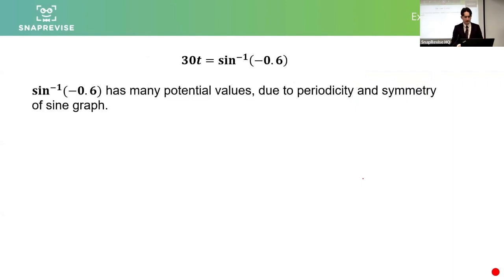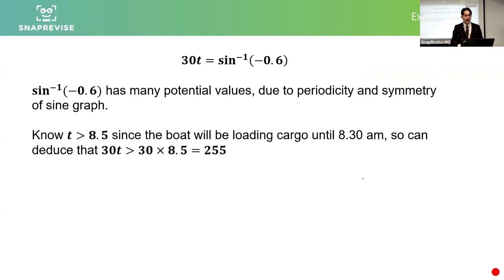Now, solving this carefully, we know that there's infinitely many values to that. There's many potential values due to the infinite repetitions. So we have to look at the domain, the restriction. T has to be greater than 8.5, because they can't start loading the cargo till 8:30, which is 8.5 hours after midnight. So we have to solve with that little restriction.